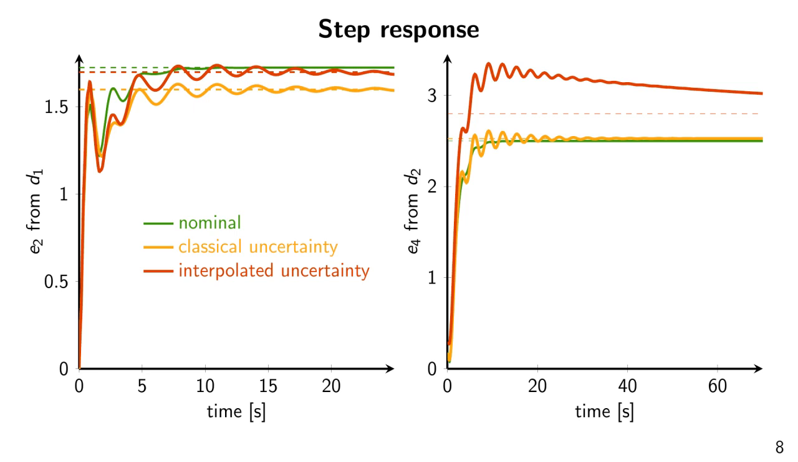If we look at another input-output combination, however, the interpolated uncertainty produces remarkable behavior. The overshoot and the steady-state value are both considerably worse than with the classical uncertainty.